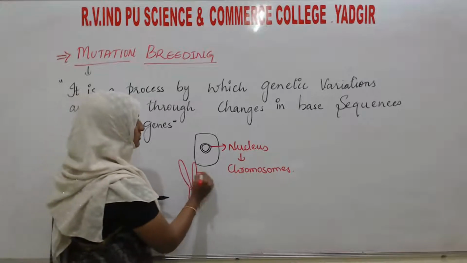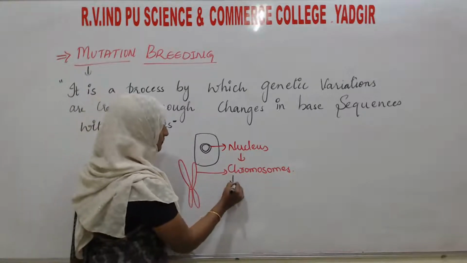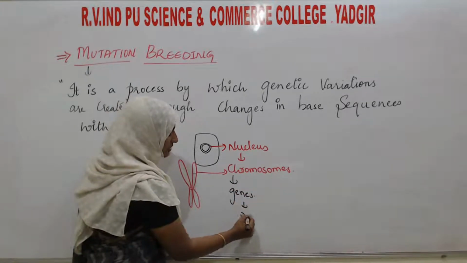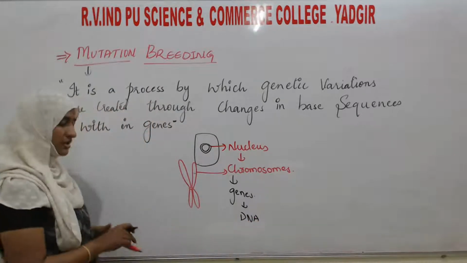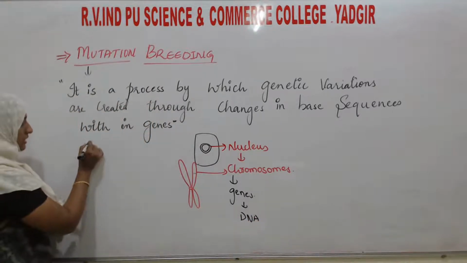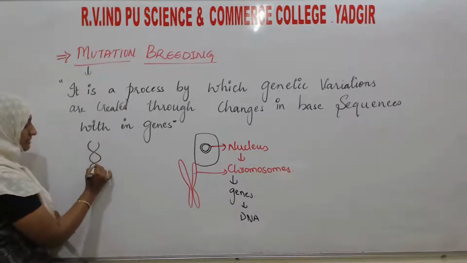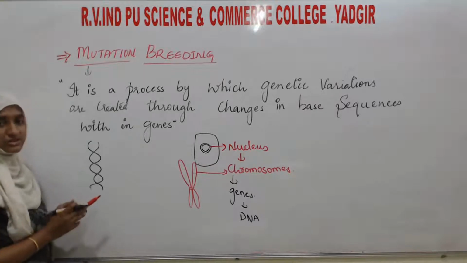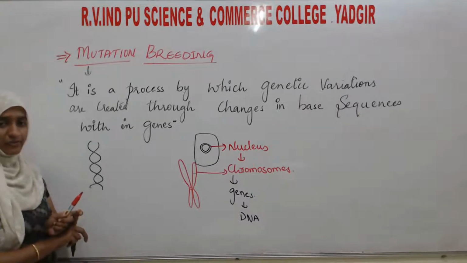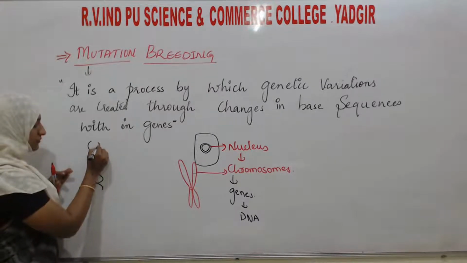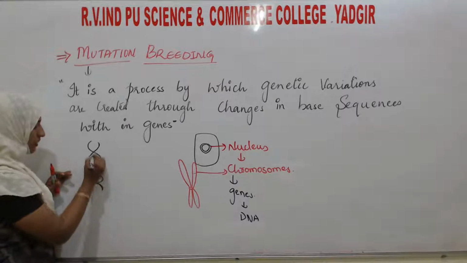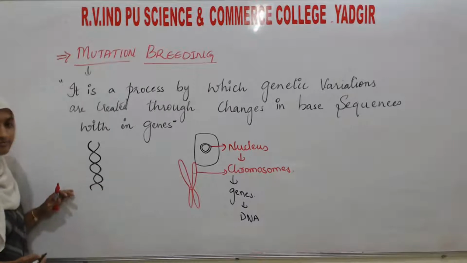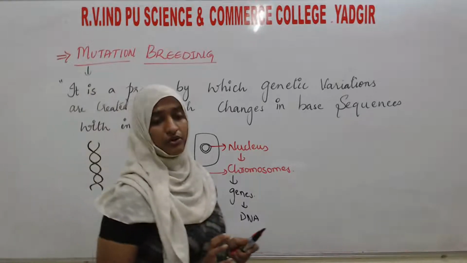In these chromosomes, there will be presence of what? There will be presence of certain genes. Within these genes there is DNA. The DNA will be a double helix structure, a double helical structure coiled with one another. The strands of DNA are made up of what? Nucleotides. It is made up of nucleotides.